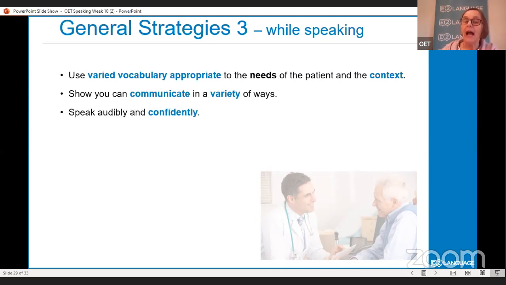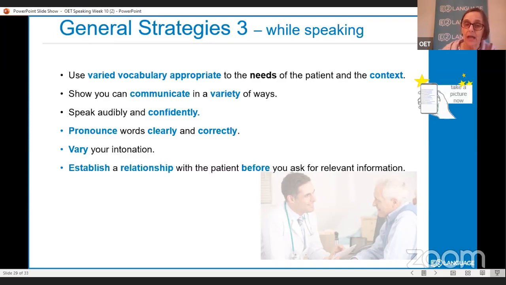Speak audibly, clearly, and confidently. Definitely. Pronounce your words clearly and correctly. That's why any word you don't know how to pronounce, ask the interlocutor before. Vary your intonation for emphasis, for showing different emotions, and establish a relationship with the patient before you ask for relevant information. Yes, good morning, how are you? All those things we've been talking about. Make sure that it's appropriate to the situation though. Okay, don't just have the standard one you use every time. We don't speak like that.